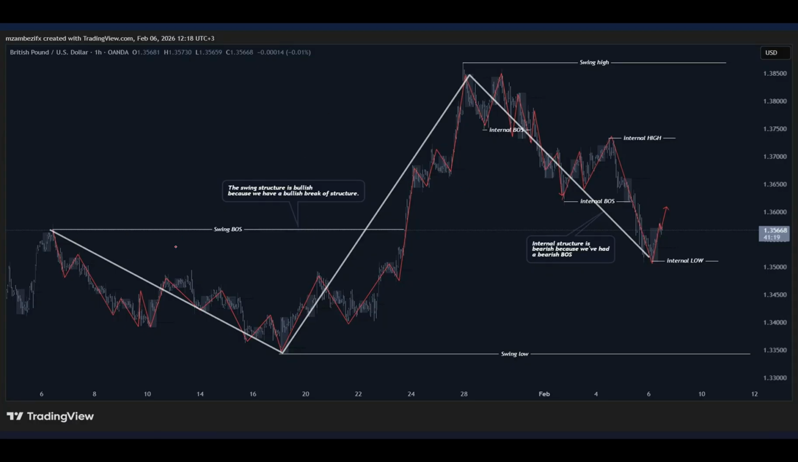This white one is the swing structure, and this is a swing break of structure. The swing structure is bullish because we have a bullish break of structure right there. For internal structure, as you can see, internal is this red one. This one is the internal high and this one is the internal low. Internal structure is bearish because we've had a bearish break of structure. For internal, we'll call this IBOS, internal break of structure, while for swing it is just known as a swing break of structure.